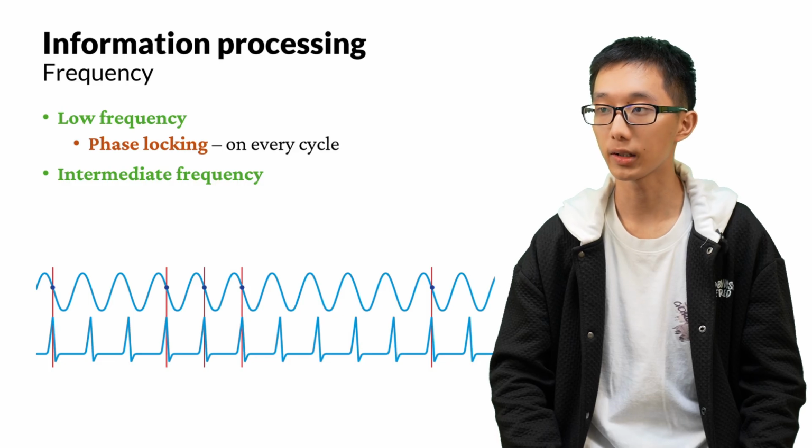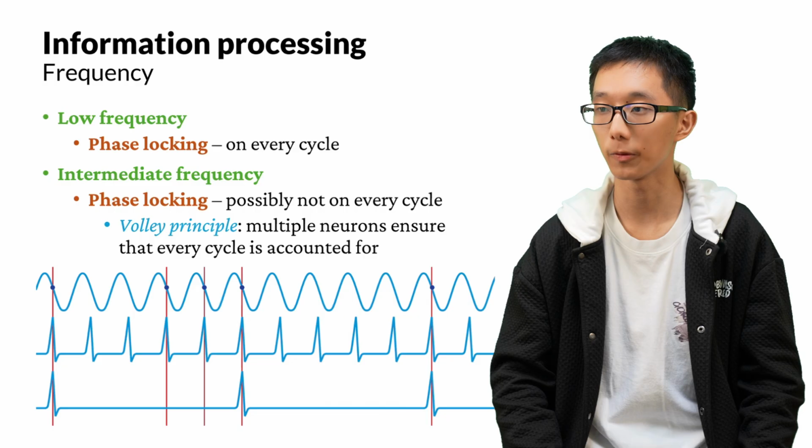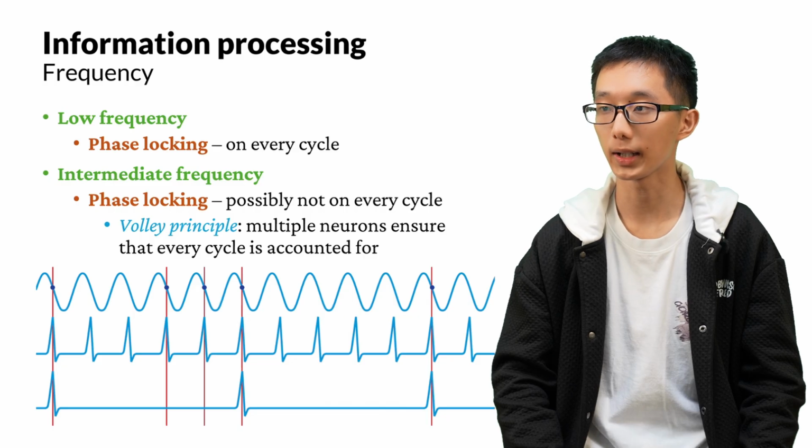When the frequency is intermediate, not very high but not very low, we can also use phase locking. But sometimes the action potential misses a cycle. In this situation, we rely on a mechanism called the volley principle. Think of a volley of artillery in real life. There are a lot of artillery pieces firing at the same time. It is similar in the auditory system.